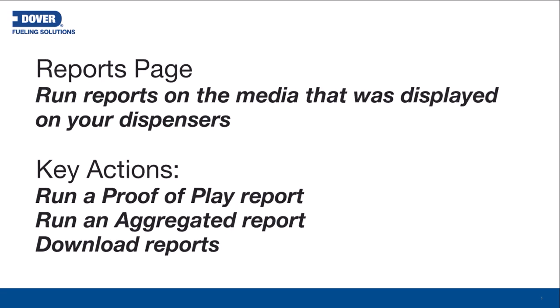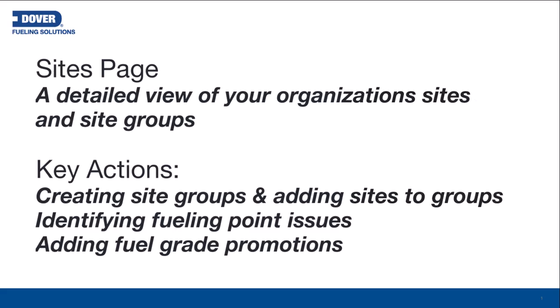The Reports page is where you can see the details of what media has run on your sites within the past 30 days. Some of the key actions performed from this page include run Proof of Play report, run aggregated report for the past 7 days, and download reports to a CSV file. The Sites page gives you a detailed view of the site groups and individual sites associated with your organization, including onboarding and fueling point status. Some of the key actions performed from this page include creating new site groups, adding sites to existing groups, identifying fueling point issues, and adding fuel grade promotions.